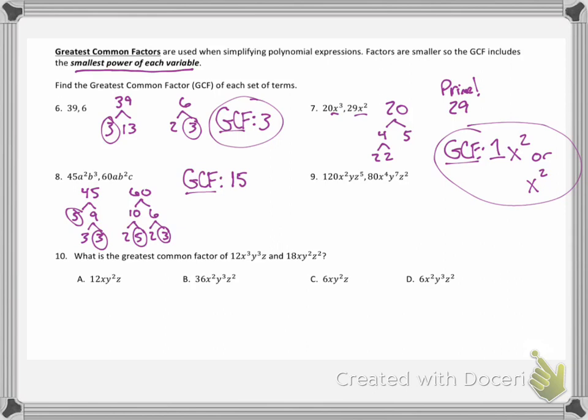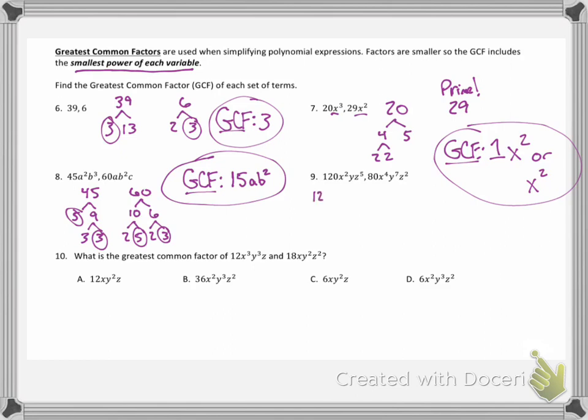Now, in terms of the variables, we're going to go ahead and pull the lowest of each. So comparing a squared and a, the lowest is a. b cubed and b squared, the lowest is b squared. Now we have an instance again where there's a c in one of the terms, but there's no other c in the other term. Again, we want the lowest of each. So if I have a choice between nothing and c, and I need the lowest, I'm going to choose nothing. So my GCF of these two terms would be 15ab squared.